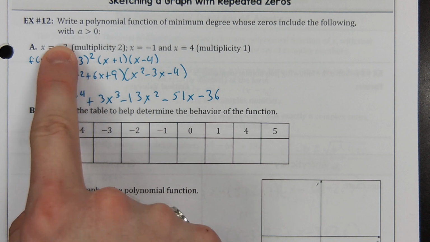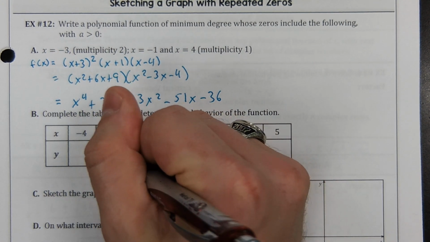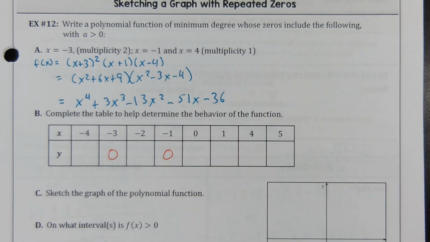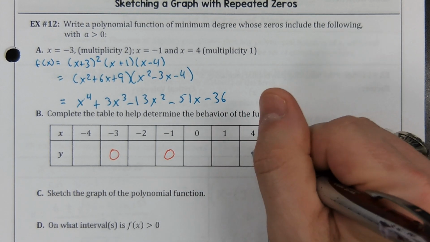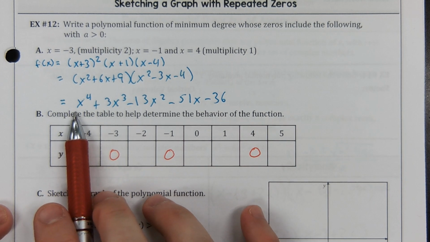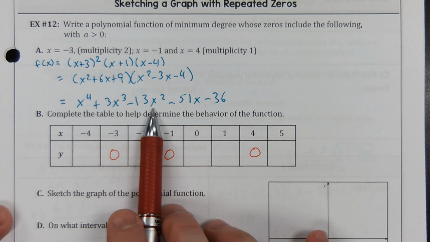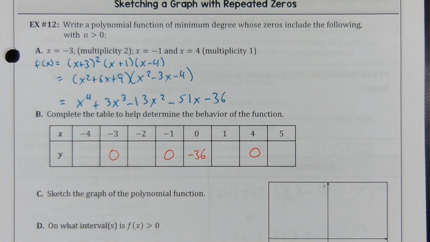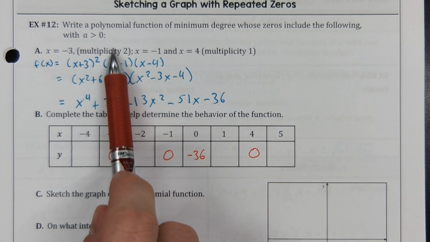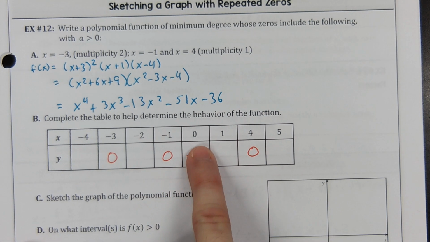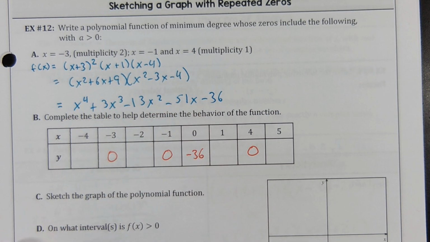At x equals negative 3, it's a solution. So the y value is 0. X equals negative 1 is a solution. So at negative 1, 0. And x equals 4 is a solution. So at 4, 0. And if you throw in x equals 0, negative 36. There. So I know those 4 numbers without doing any work. Well, without plugging in. I mean, I already did some work, but there it is. How did you get negative 36? I plugged in x equals 0. All of those things would have turned to zeros.